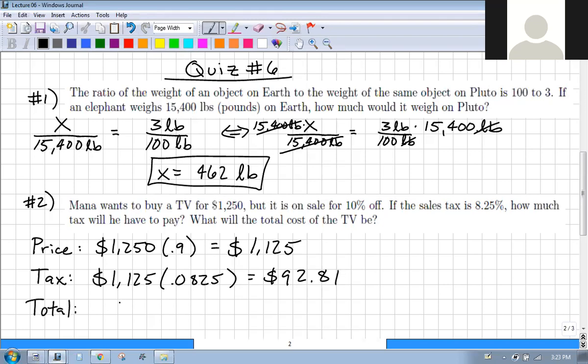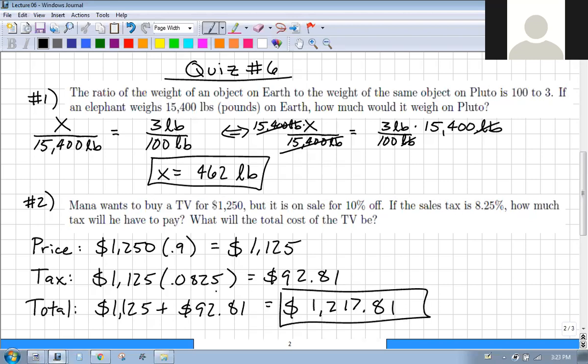So the total, the price plus the tax, gives us $1,217.81. Everybody get that one okay? Yes, sir. All right.